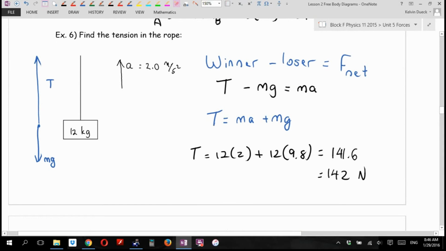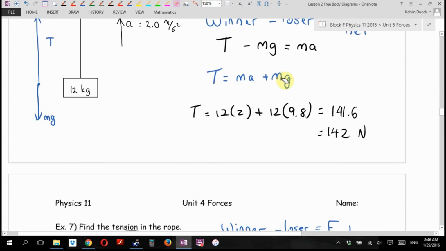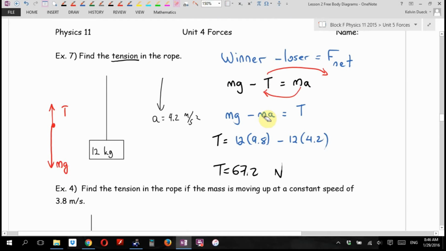Connor? Why? Because both of them have gravity in them. I can't get rid of that. But when I'm raising something up, I'm adding the mass times acceleration to gravity, which makes tension bigger. When I'm lowering something down, I'm subtracting the mass times acceleration. And don't memorize this. You can get it in 1 second from your free body diagram. It's not worth trying to file away in your brain.